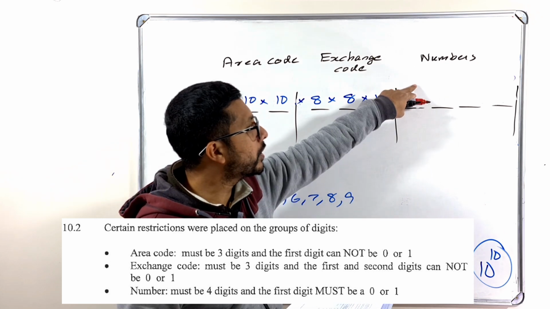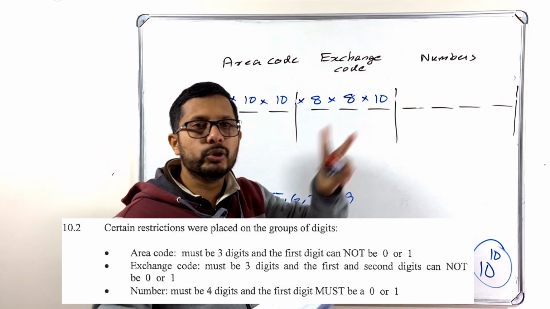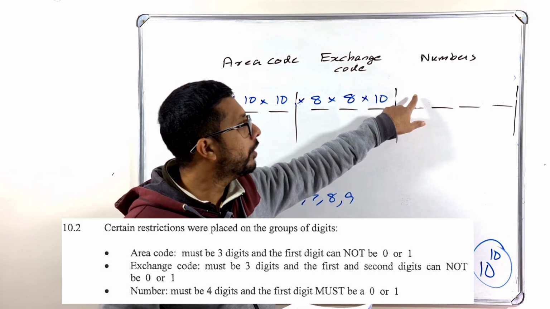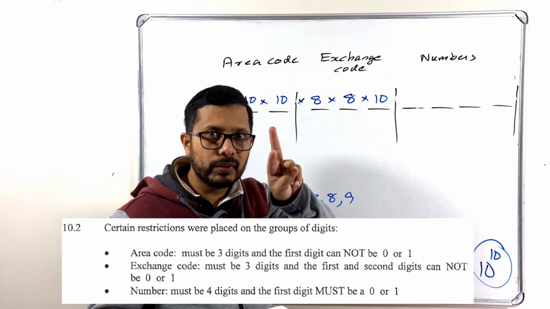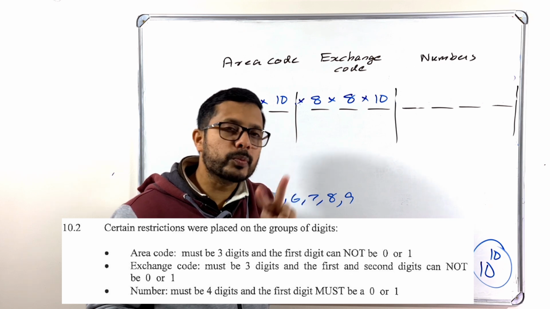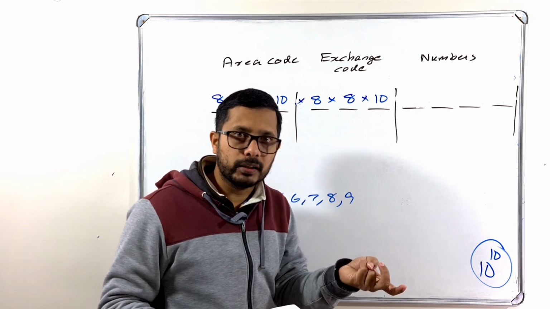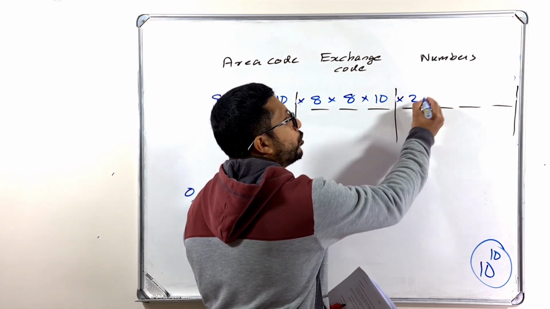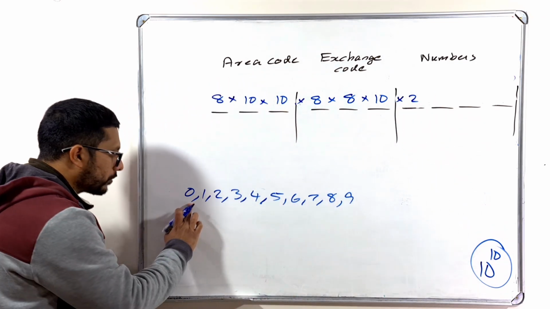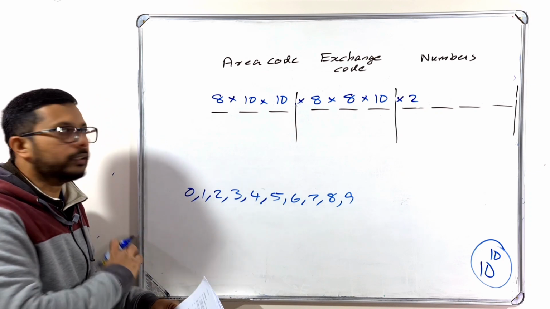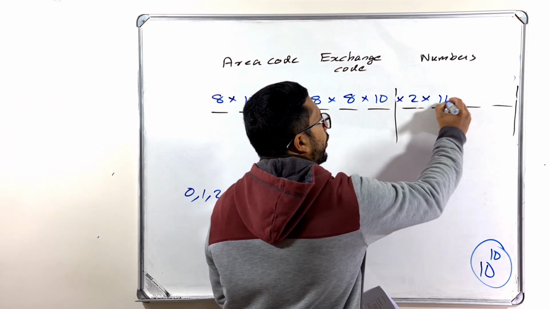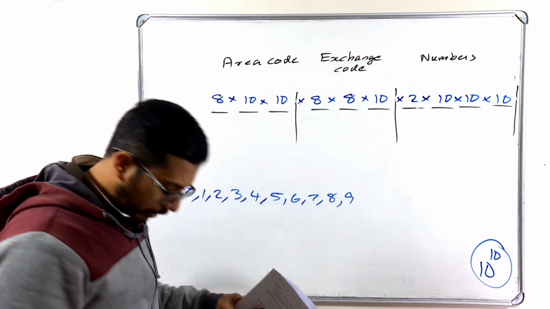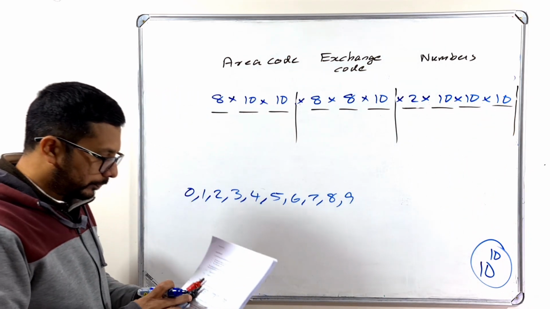So for this position to be filled, we have only 2 options. Am I right? Which are the options? They are saying that it must be 0 or 1. That means only 2 options for this position, either this one or this one. Then for the remaining we can fill any number. That means 10, 10, 10. Do you understand?